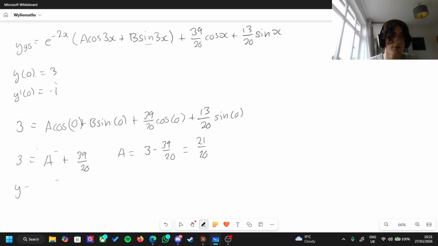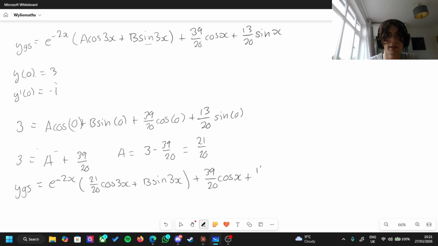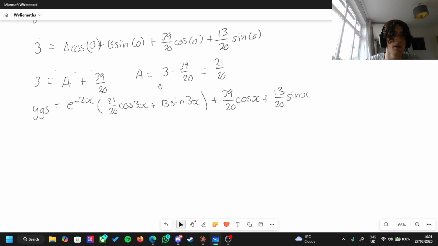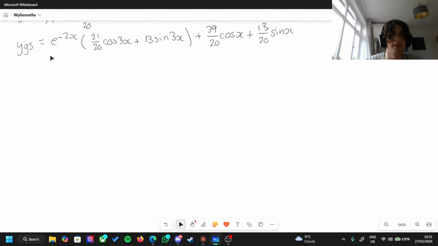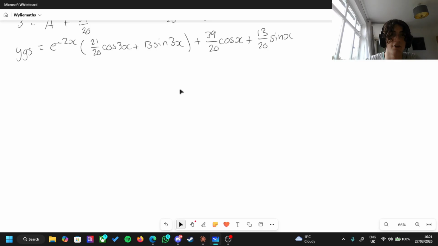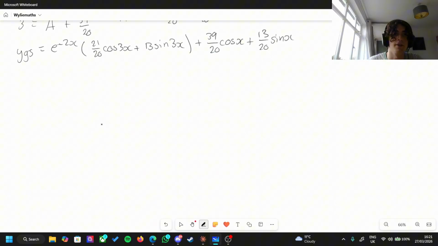So let's write out our new general solution, which is equal to e to the minus 2x times by 21 over 20 cos 3x plus b sine 3x. And then this is all standard. We've seen this before. Cos of x plus 13 over 20 sine x. Lovely jubbly. And then we simply differentiate this. I say simply. It's not a very easy thing to differentiate, and we need to pull together some of the rules that we know. So y derivative of our general solution is equal to.